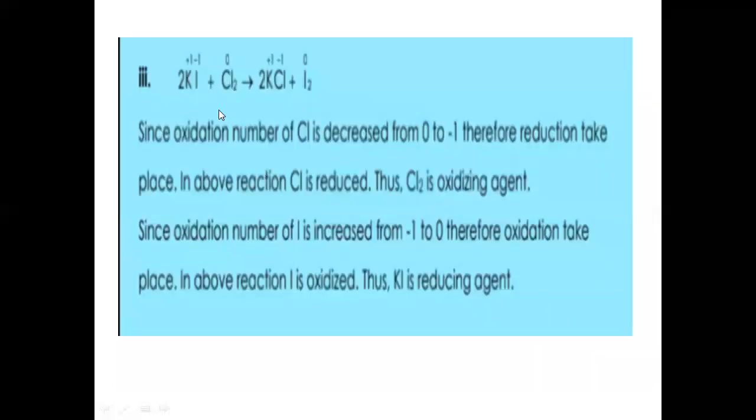Potassium iodide reacts with chlorine to give potassium chloride and iodine. Since the oxidation number of chlorine decreases from 0 to -1, reduction takes place. In the above reaction, chlorine is reduced. Thus chlorine is the oxidizing agent, and the oxidation number of iodine increases from -1 to 0. Therefore oxidation takes place. Iodine is oxidized, and thus not only iodine, the complete molecule of potassium iodide will act as a reducing agent.